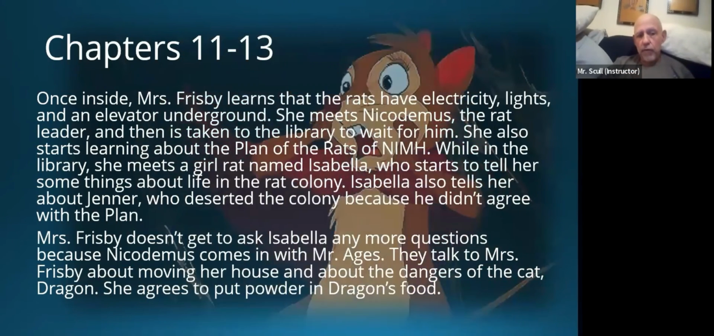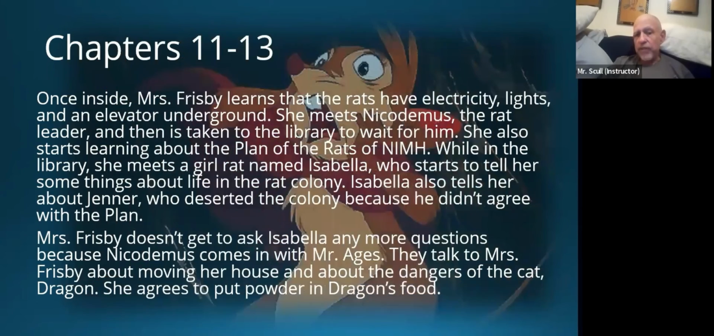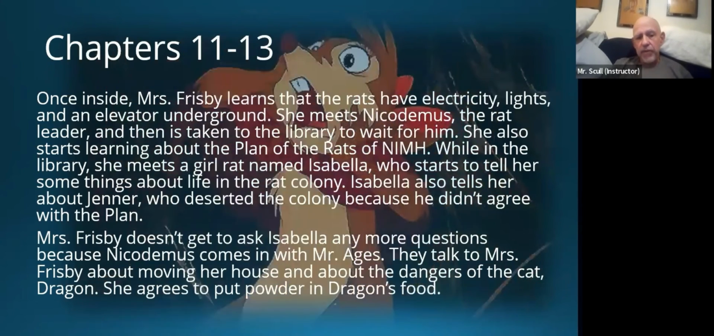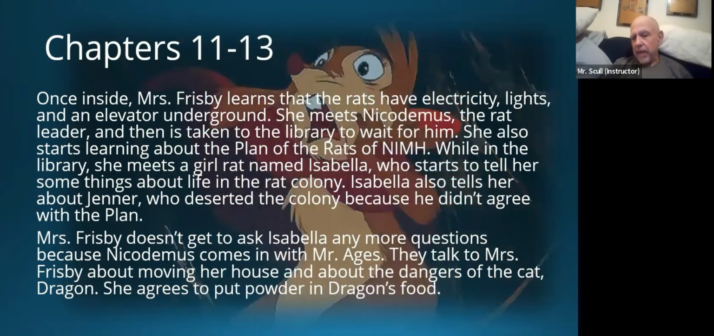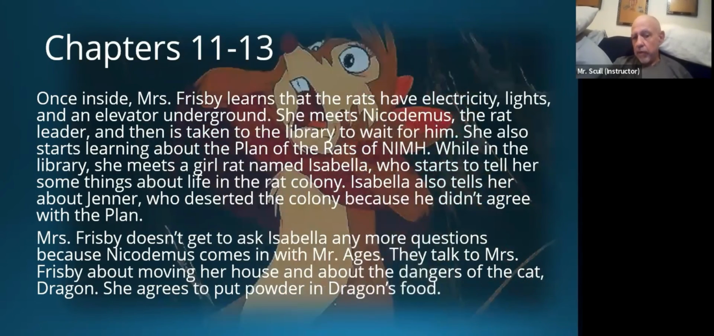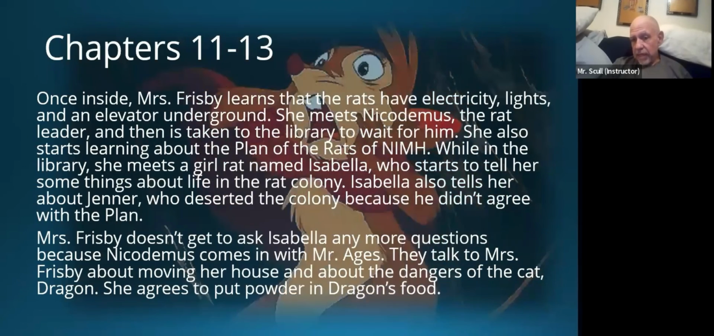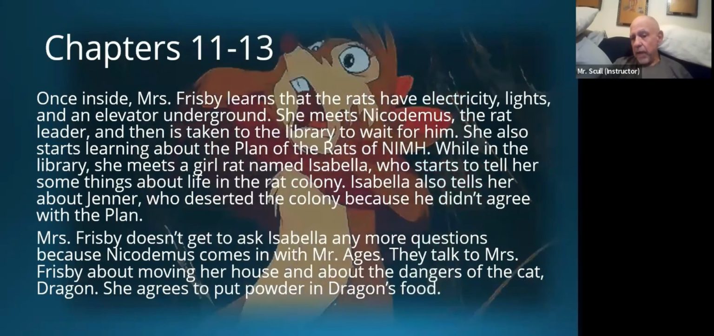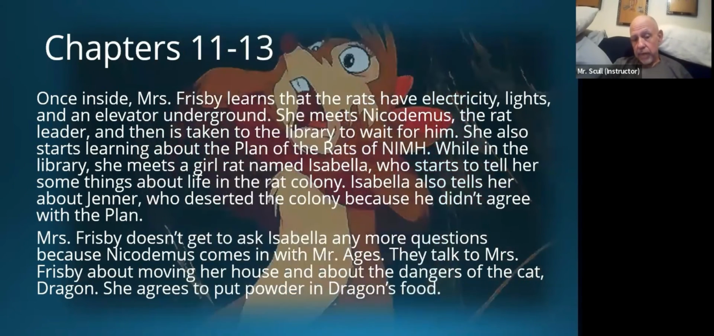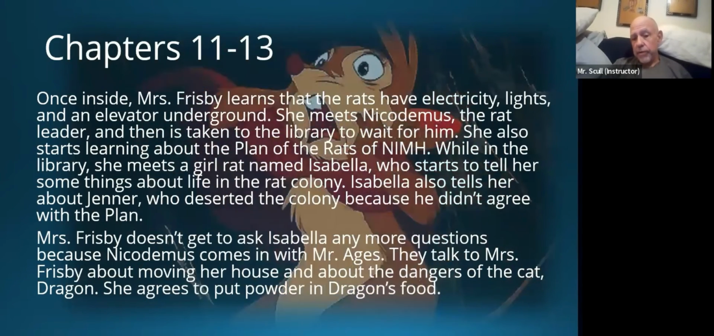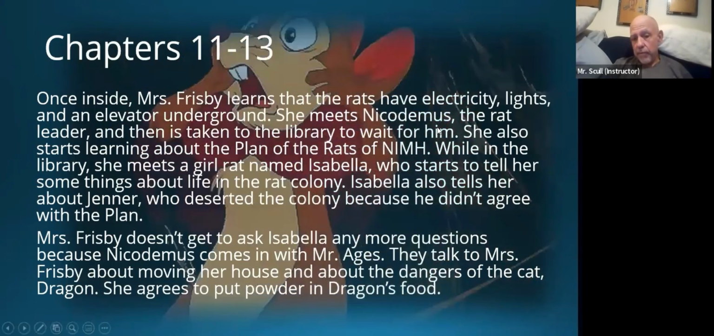Isabella also tells her about Jenner, who deserted the colony because he didn't agree with the plan. Mrs. Frisbee doesn't get to ask Isabella any more questions because Nicodemus comes in with Mr. Ages. They talk to Mrs. Frisbee about moving her house and about the dangers of the cat, Dragon. She agrees to put powder in Dragon's food.